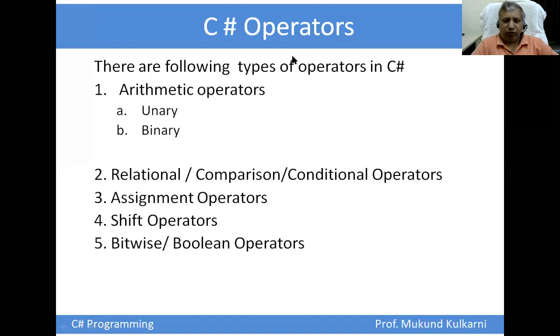Let me give a simple example. A plus B. Here A and B are the operands and plus is the operator, so in this case it is binary. In the same way, there are some operators that require only one operand. For example, minus 5. Here 5 is the operand and minus is a unary operator, which indicates negation of the value.